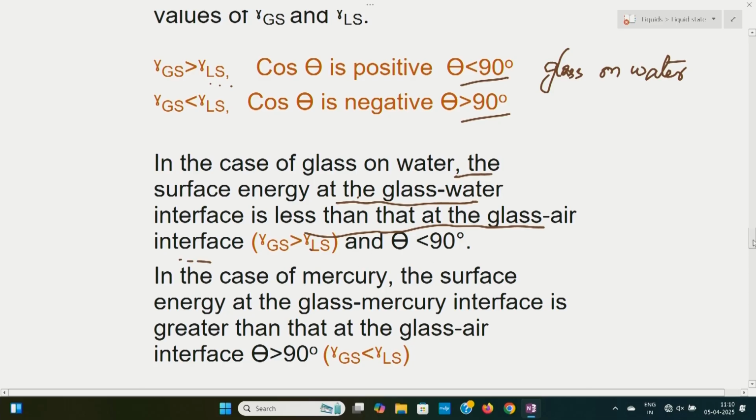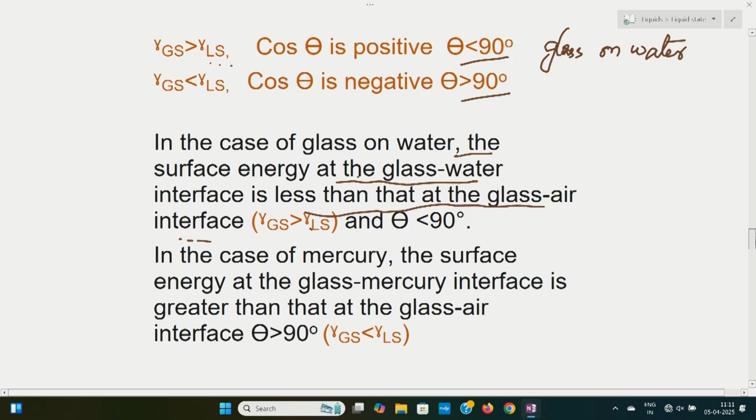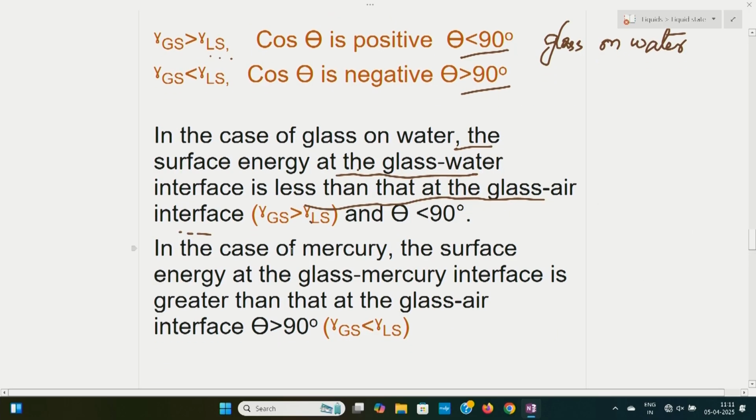When there is water on glass, theta will be less than 90 degrees, so the water will spread. Here water will spread because theta is less than 90 degrees. That means the surface energy of the gas-solid interface is greater than the surface energy of the liquid-solid interface.